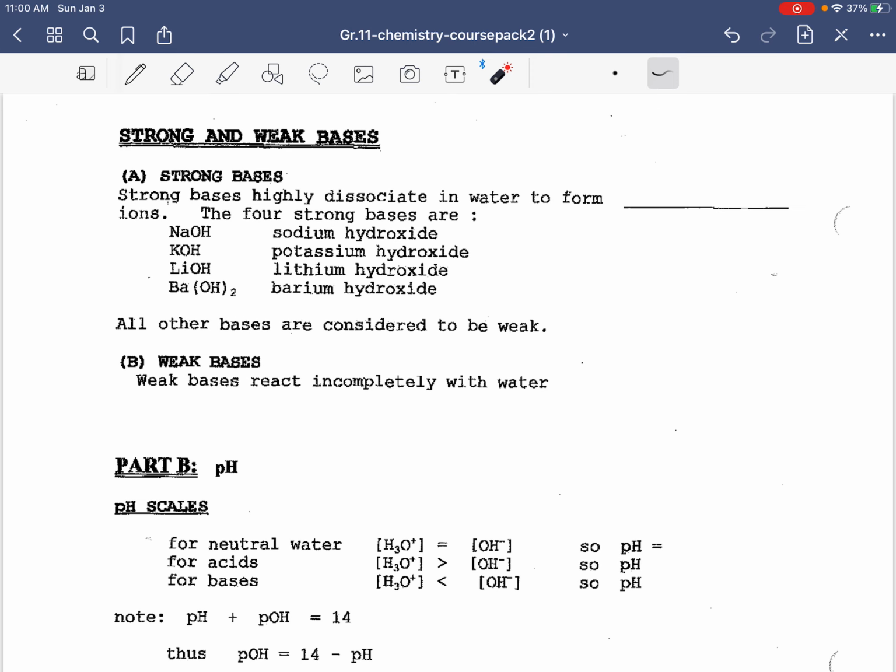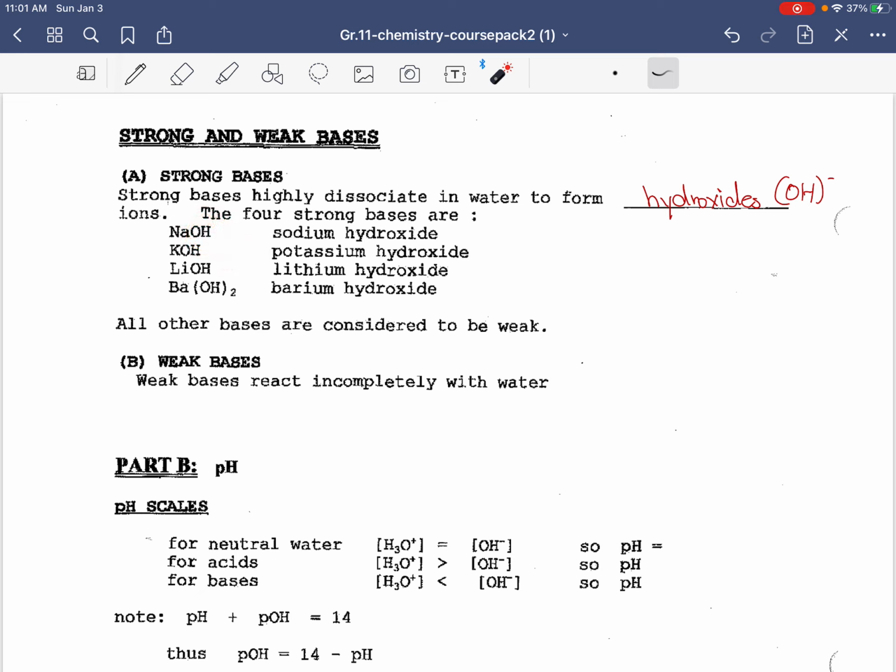All right, strong base versus weak base. We know that strong bases highly dissociate in water to form what we call hydroxides, which is OH minus. And here are some strong bases that you have to keep in mind: sodium hydroxide, potassium hydroxide, lithium hydroxide, and barium hydroxide. These guys, when immersed in water, will completely dissociate to give you Na plus and OH minus. So if there's 10 of these, you'll get 10 of these.